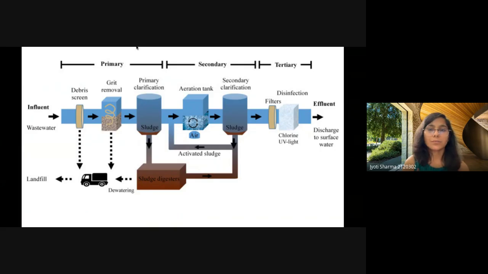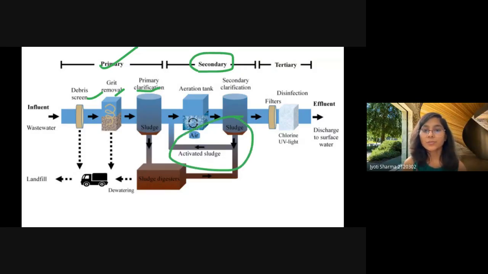Okay, so this is how we started. We started with primary treatment. We had debris screen, then grit removal, primary clarifier. Then we talked about the secondary, and here we talked about microorganisms or activated sludge processes. Then right now we are on this tertiary.